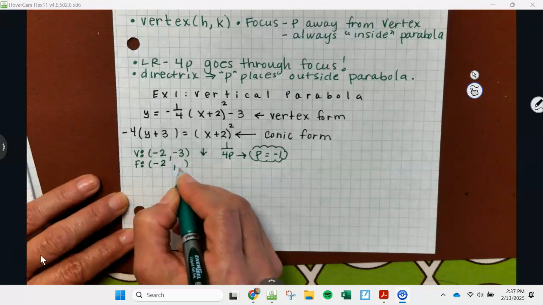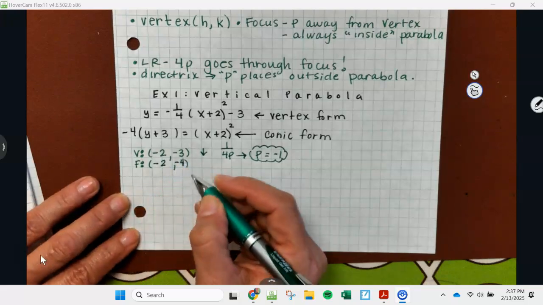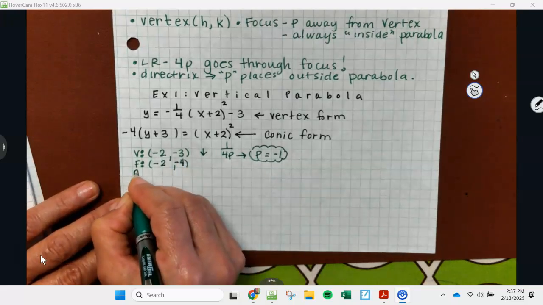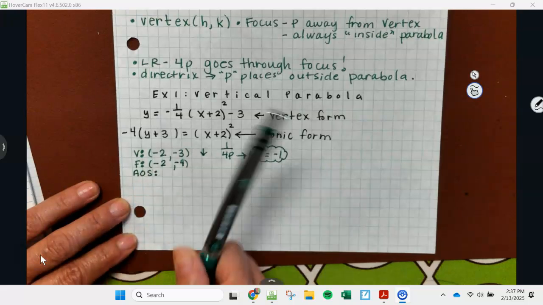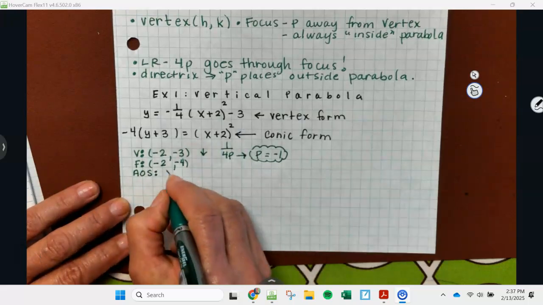4 divided by 4 is going to be a 1. It's a negative 1 because the parabola opens down. So as you notice, before I continue here, let's just go ahead and take a look at my focus. My focus is -2, -4. I know the parabola opens down because the A value is negative. So if the vertex is at -2, -3, and the focus is always inside the parabola, the focus is going to be one place down because that curve opens down.